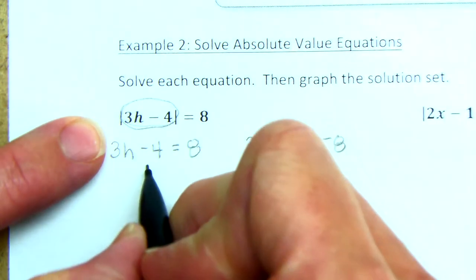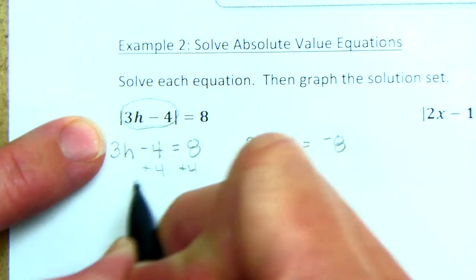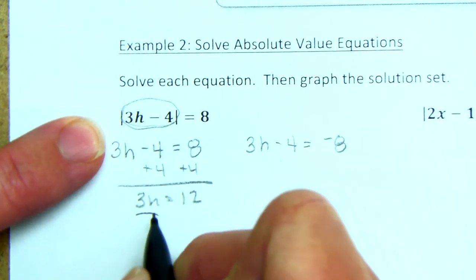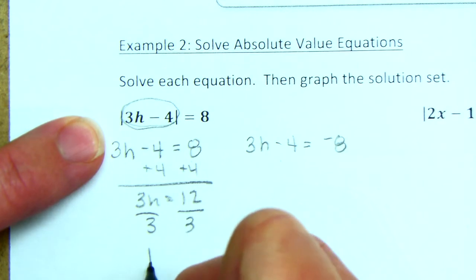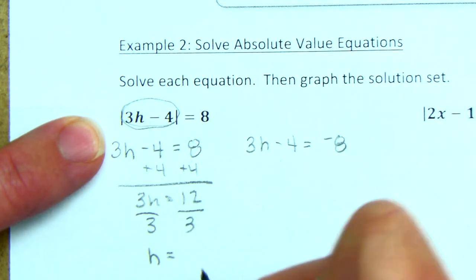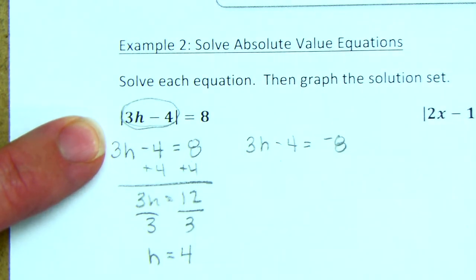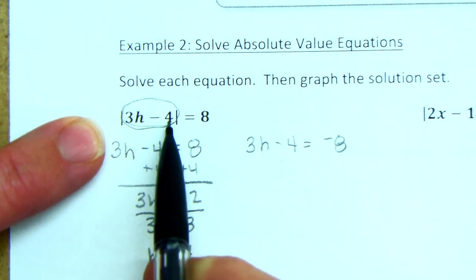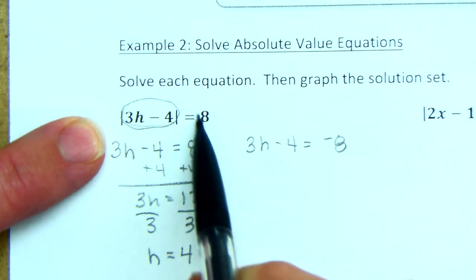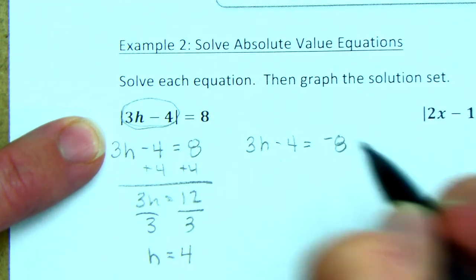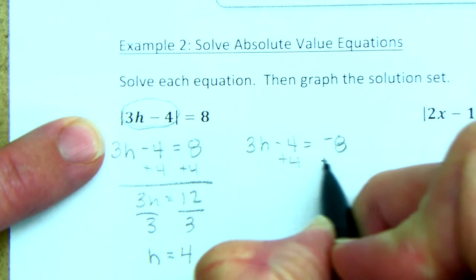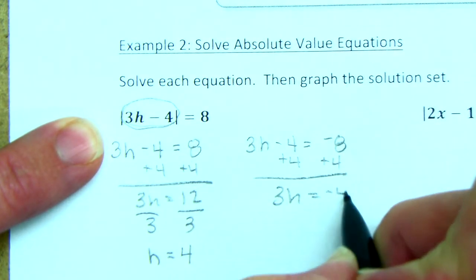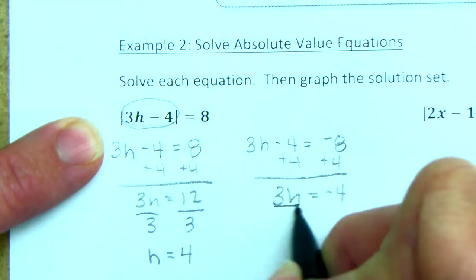Solve each one. So we're going to add 4, which is 12, and divide by 3. The first possible value for h could have been 4, because 3 times 4 is 12. When you subtract 4, you get a positive 8, and the absolute value of positive 8 is 8. But we're going to do the other one as well, add 4, which would be a negative 4, and this is kind of ugly, but we're okay.